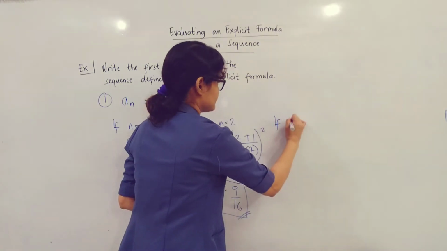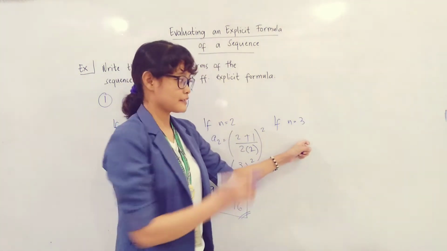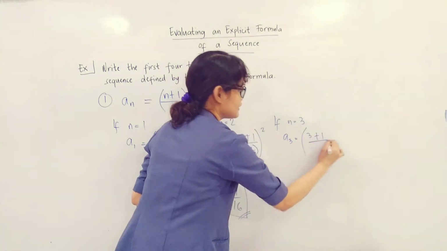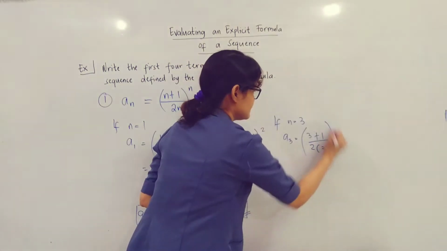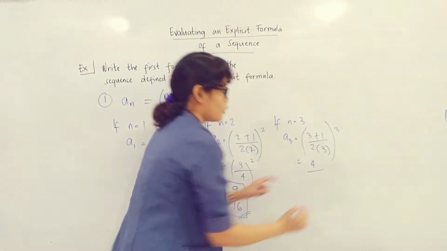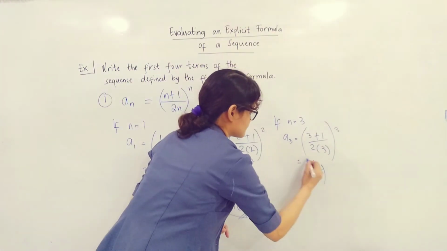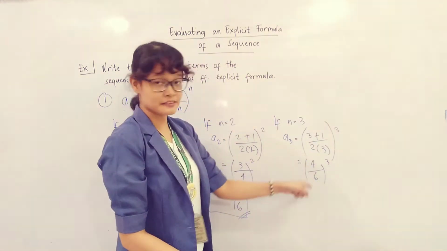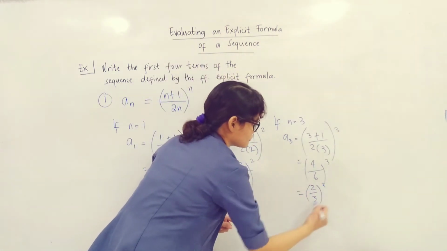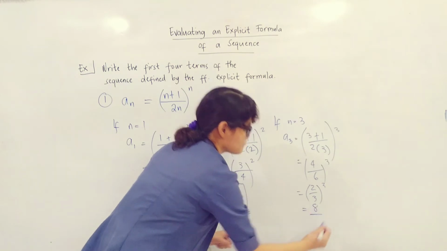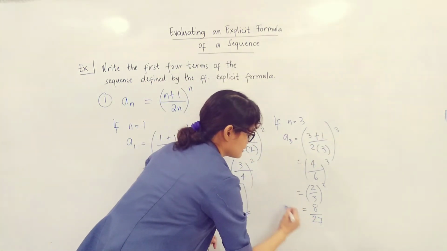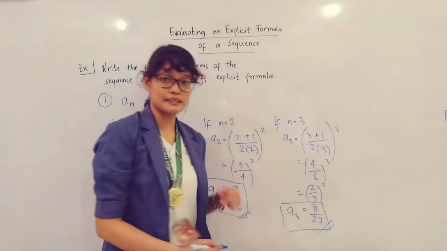For our third value, you have n equals to 3. Substitute, so you have a sub 3 is equal to 3 plus 1 over 2 times 3 raised to 3. Then 3 plus 1 is 4 over 2 times 3 will have 6 raised to 3. So we can simplify this. 4 over 6 is equal to 2 over 3 raised to 3. So 2 raised to 3 is 8 over 3 raised to 3 is 27. So therefore our a sub 3 is equal to 8 over 27.